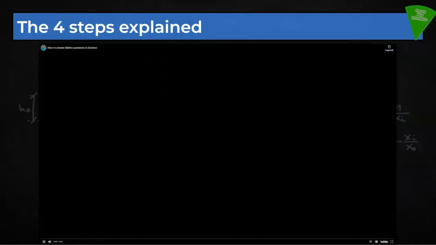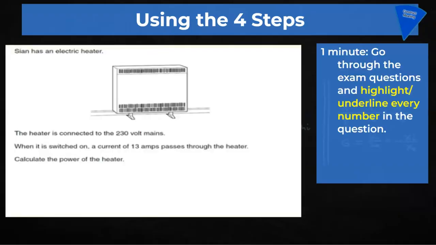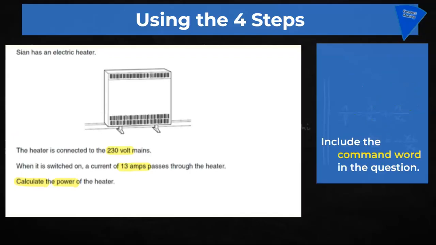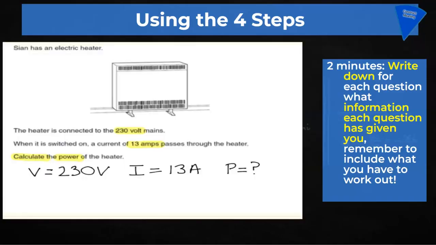There are additional videos that you can watch going through this, but in summary, step 1 is highlight the key bits of information in the question. Obviously in your exam you're more likely just to underline it. Always underline the command word because that dictates how you're going to get marks, and then obviously what you've been asked to calculate. Then write down everything the question's told you, and put a question mark next to the thing you've been asked to calculate.